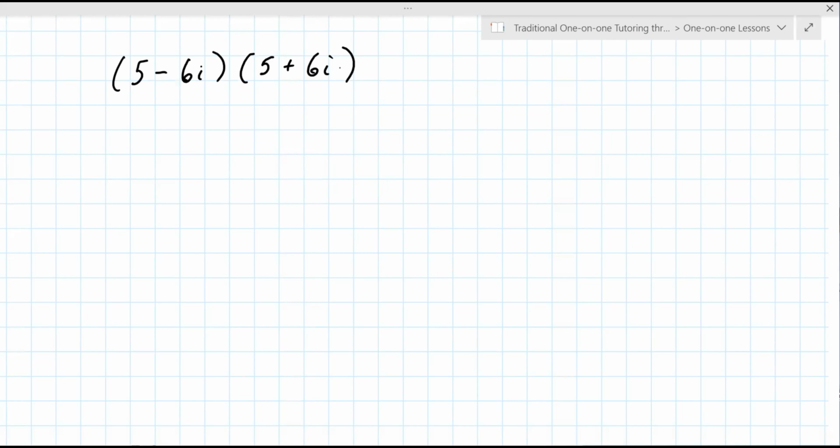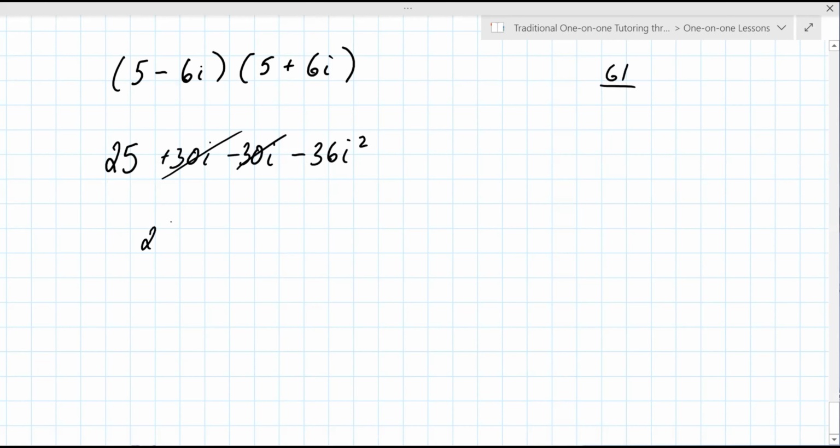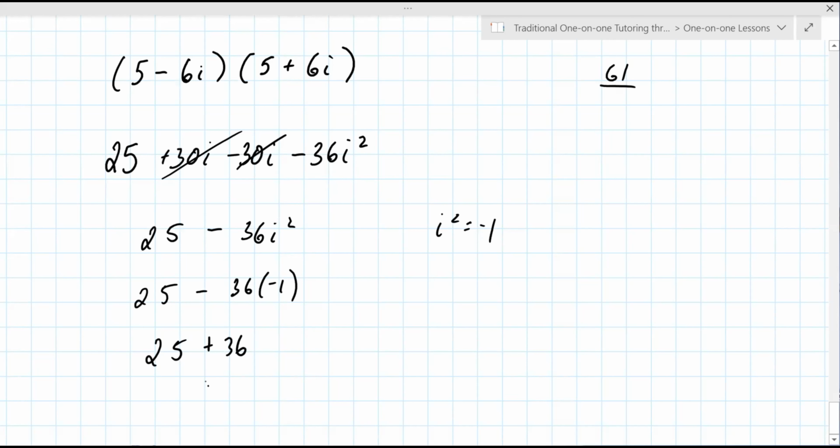How are you doing on this one? Okay, I got 61. Okay, that sounds right. Let's just work it out here in case you want to look at it later. The outer is plus 30i, the inner is minus 30i, and the last is minus 36i squared. These two cancel. i squared is -1, so it's 25 minus 36 times -1, 25 plus 36, which is 61. Okay. All right.